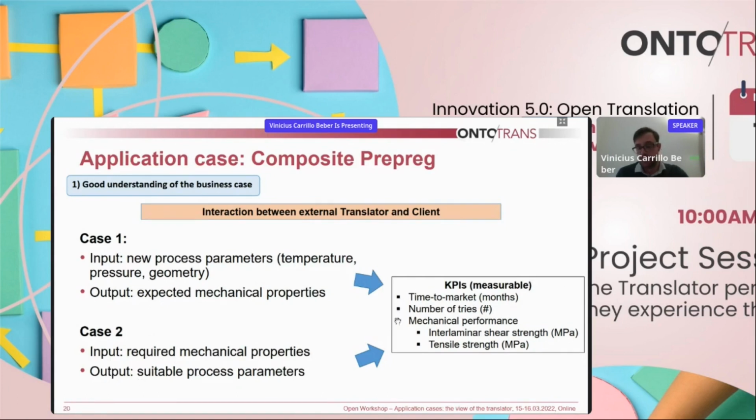And then as measurable KPIs, there is the time to market, the number of tries until a product is obtained, and the mechanical performance. In this case, there are two properties, which are the interlaminar shear strength and the tensile strength.